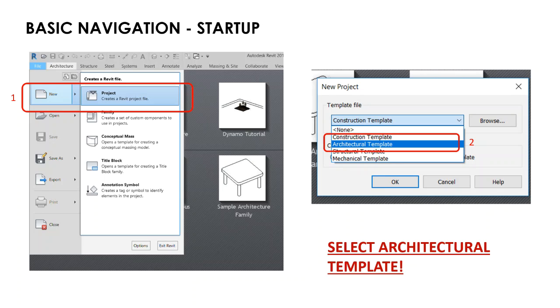So the first thing you want to do is you want to have Revit open, and we'll be working in Revit 2019. So first thing you want to do is go to New, Project, and then go to Architectural Template. There's a few other templates in here. However, the architecture template is the one you really want to be using.